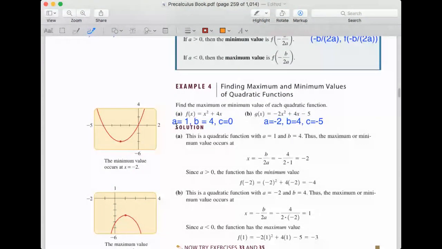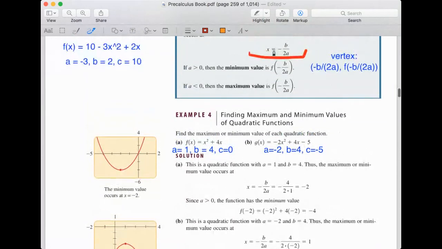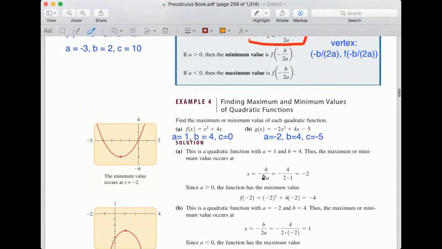So we figure out a, b, c is 1, 4, 0. We just plug into this formula, x is negative b over 2a. So x equals negative, b is 4, a is 1, 2 times 1. So -4 over 2 times 1, which is 2. 4 divided by 2 is 2. We have this negative sign, so we get -2. Now we plug this -2 into the function.